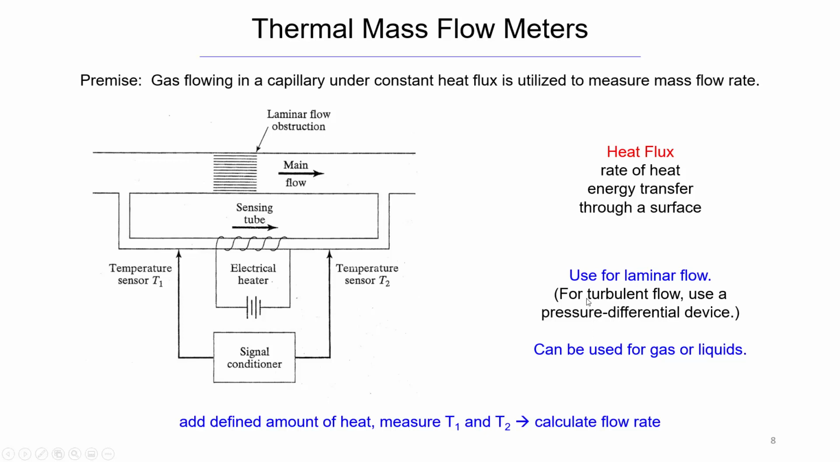It's good for reinforcement. So we want to use it for laminar flow. So this won't work for turbulent flow. If you need to measure turbulent flow, look at one of the head meters that we just discussed. It can be used for either gas or liquids, though. So like I said, you add a defined constant amount of heat, and then you measure T1 and T2, and from that you can calculate the flow rate.